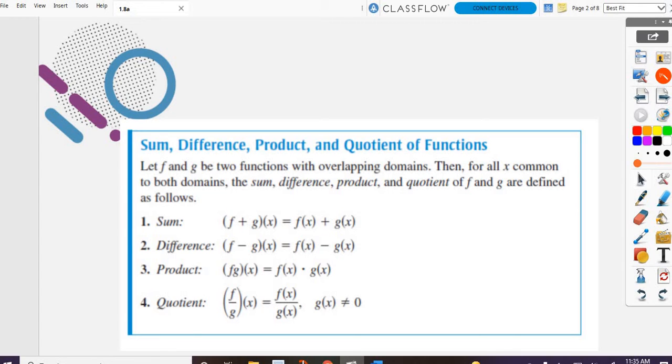The only one that causes us to have a little bit of issues or is a little bit different is going to be our quotient, because notice that because g of x is in the denominator, it cannot equal 0. So sometimes we're going to have to figure out what that restriction would be in order to be able to do the division.